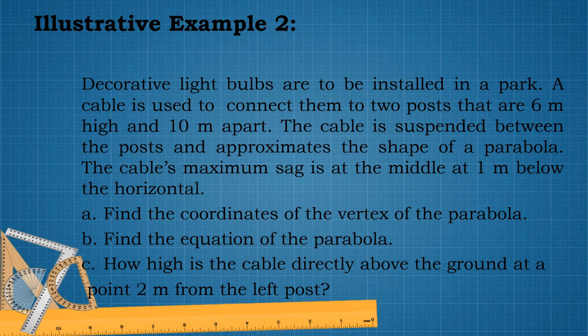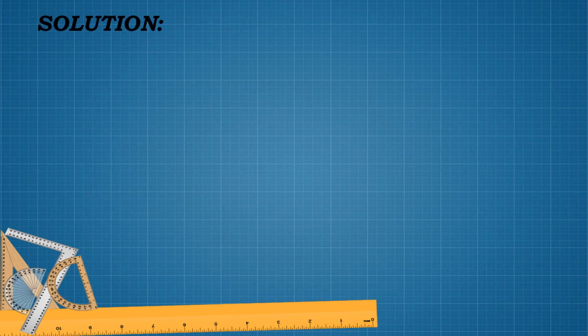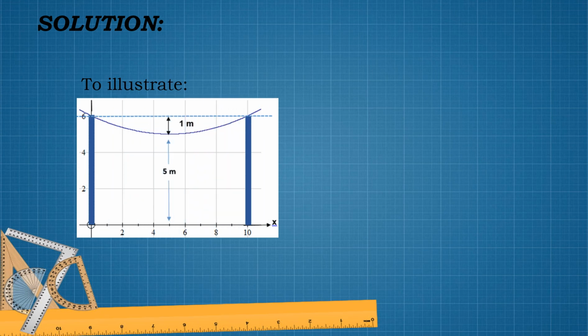But before that, we're going to start with analyzing the problem and illustrating the given problem. So let's start with this one. For the solution, we need to illustrate the problem. So we have the two posts. This is the first post.